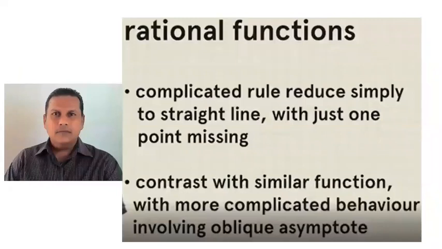We saw examples of rational functions where you can have, for example, a complicated looking rule reduced simply to a straight line with just one point missing. By contrast, another function with almost the same rule but having much more complicated behavior involving an oblique asymptote. I hope you are not already stretched to the limits by all this new material, because I would like to continue discussing some more limit laws with you.